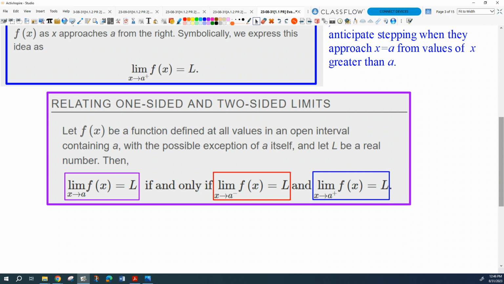That's a two-sided limit. Anytime there is not a plus or a minus there, it's automatically a two-sided limit. You only get that superscript if it goes with a one-sided limit.